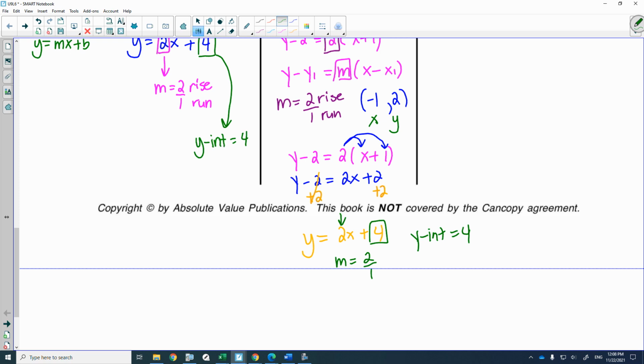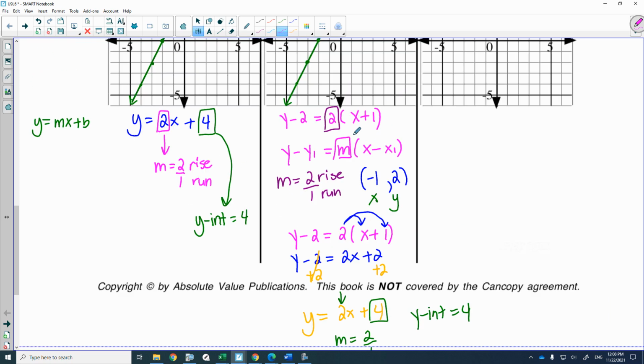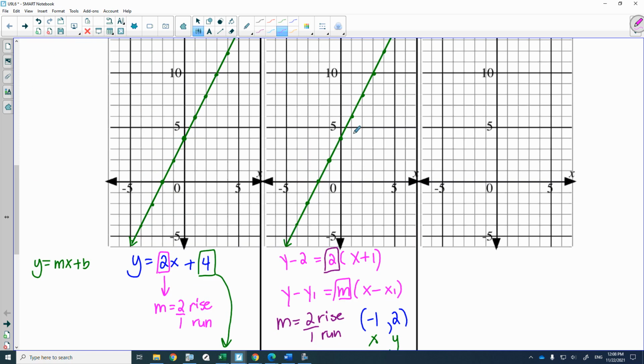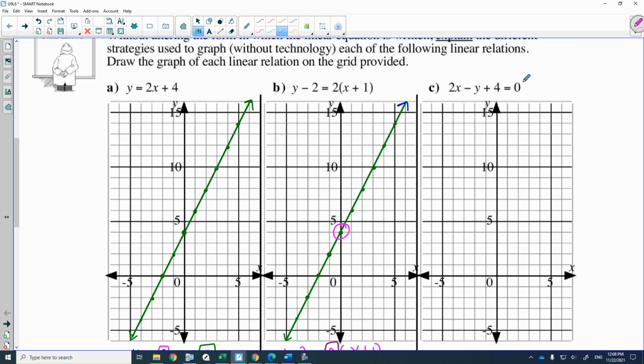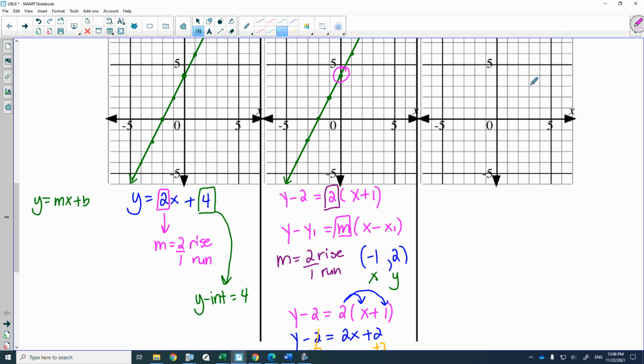And let's see, is the y-intercept 4? So I go up, yeah. I could have started from that point, okay? Now, if you were given something in general, right? We can't do anything in general. We got to get out of general. So let's write this equation in general. 2x minus y plus 4 equals 0.